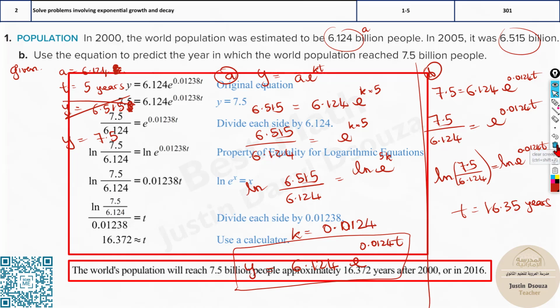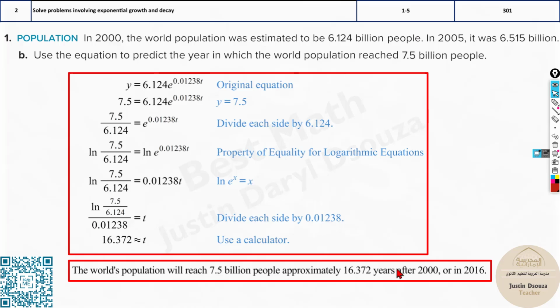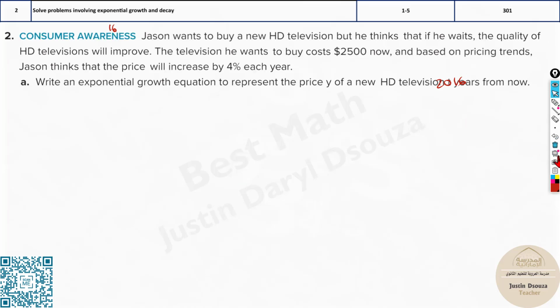So nearly after 16.37 years, from 2000, the population will reach 7.5 billion. So when does that happen? So it'll be in the year, which year? If you add 16 years, it'll be in the year after 2016. So that's it. So that's how we solve it. Let's solve this one as well.